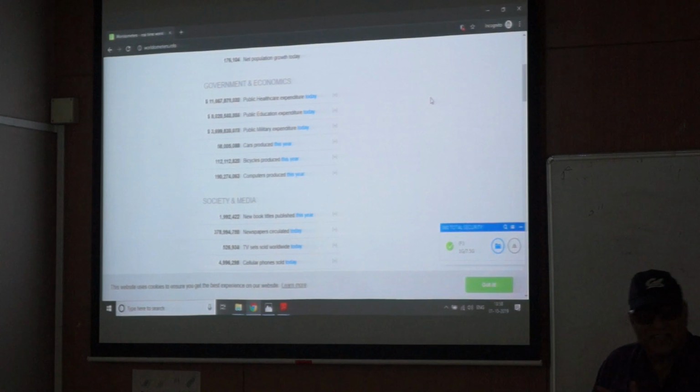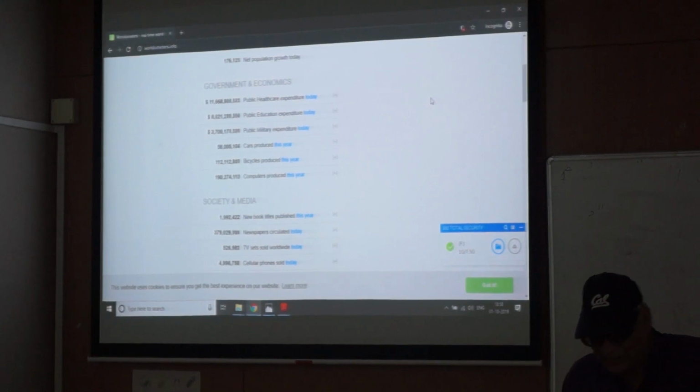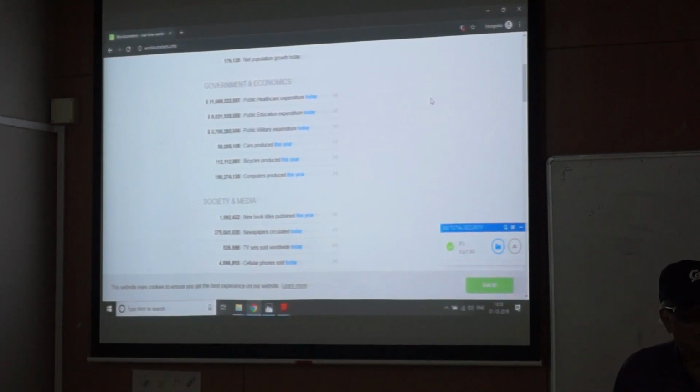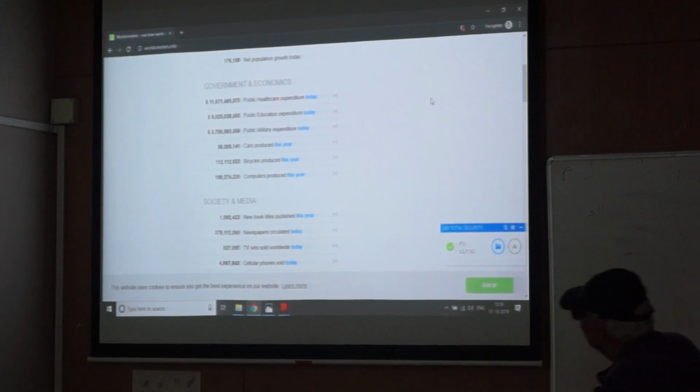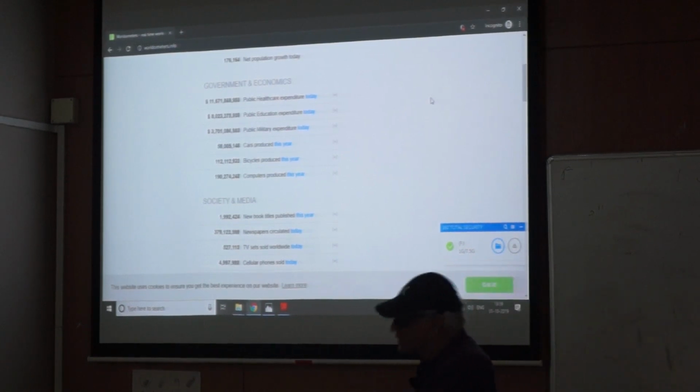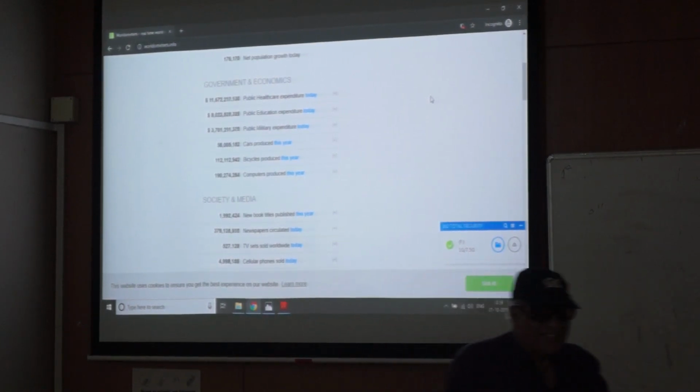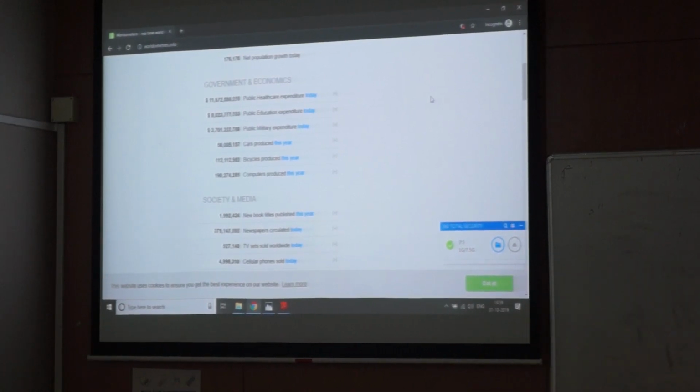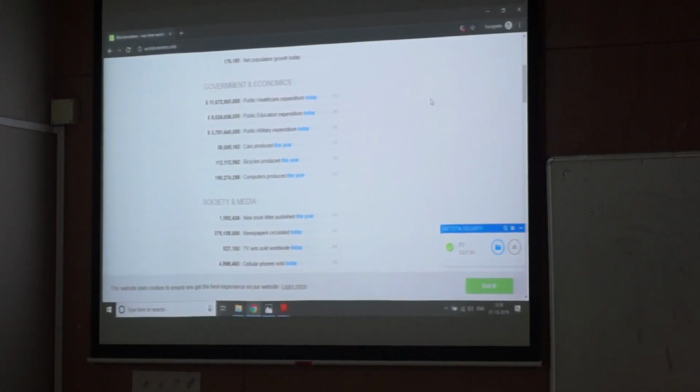Cars produced per year. We are at the end of September. 58 million cars have been produced this year so far. Last year on 31st December, 86 million cars were produced. I don't know where we are going now. Maybe a little less. Number of bicycles, look at that. 112 million bicycles.